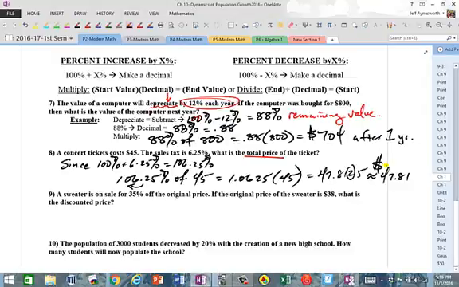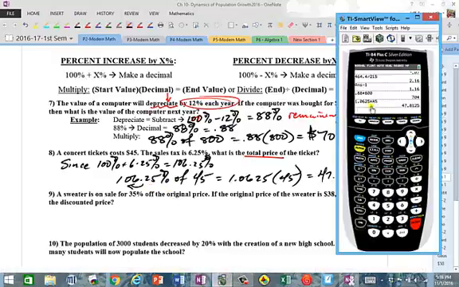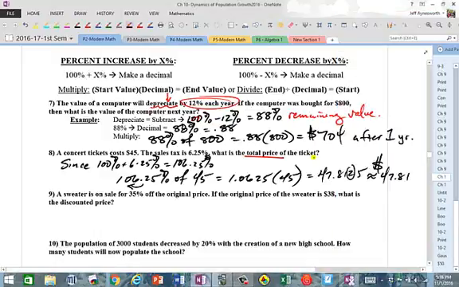Let's see here. Did I do this right? Let me double check here. 1.0625 times 45, 47.8125. Okay, I think I did that right.